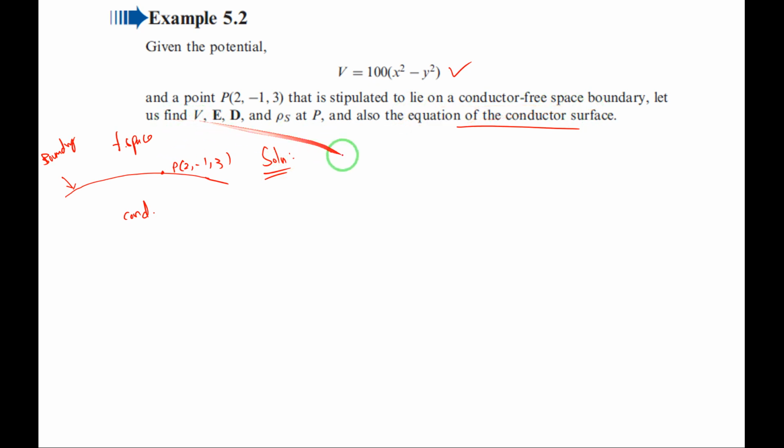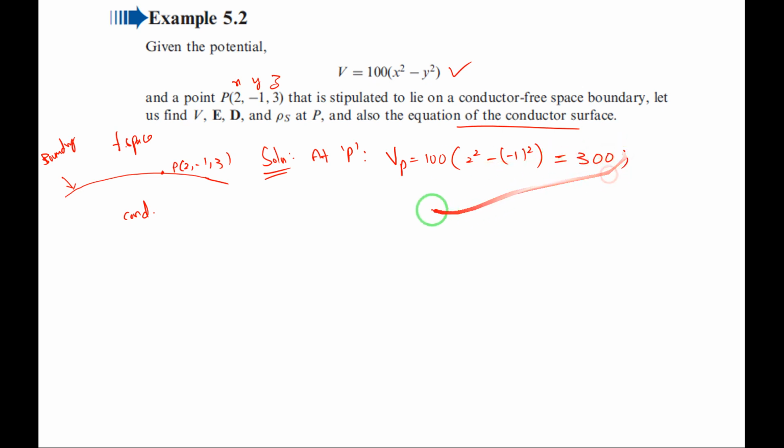Find out V at point P. At point P, what is the potential? Substitute the values of x, y and z in this equation, and we will get the potential at point P. So 100 times x square, that is 2 square, minus y square, that is minus 1 whole square. 2 square is 4, minus 1 square is 1, 4 minus 1 is 3, 3 into 100, I got 300. So Vp equal to 300 volts. This is the potential at point P.